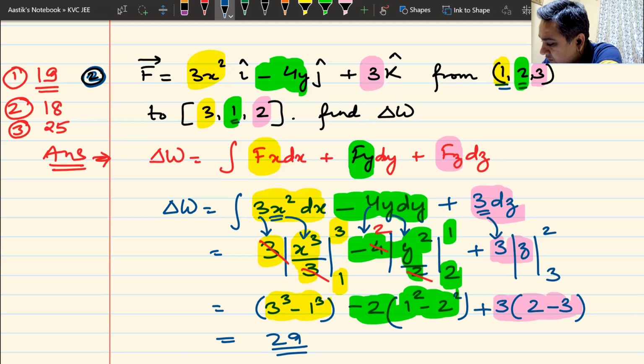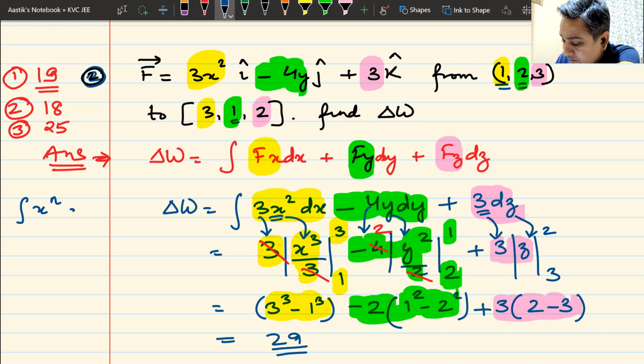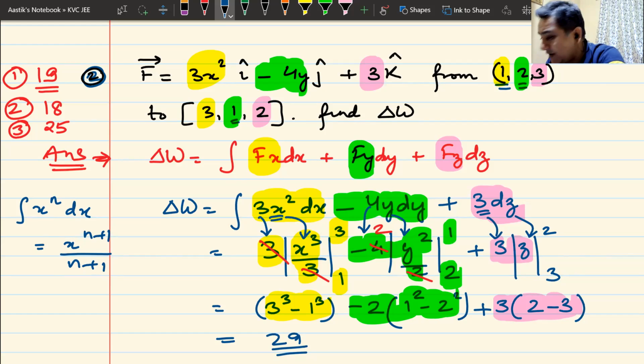3 comes out. The only thing in the integral is dz. Integral of dz is z. I have just integrated it, nothing else. Do you remember the initial formula of integration? Integral of x to the power n dx is x to the power n plus 1 divided by n plus 1, plus a constant c. I am not using the constant c because I have the upper and the lower limit. Do we understand this better now?